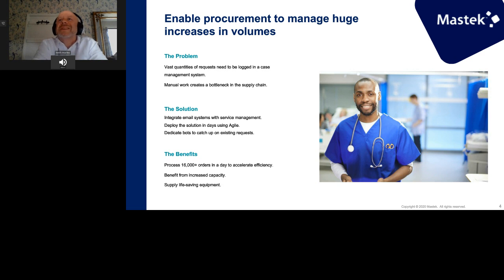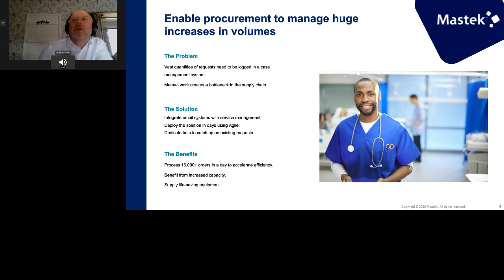The result was over 1,600 hours saved and the ability to process over 16,000 orders of vital life-saving PPE equipment per day. Although this is a specific case for IA within procurement, obviously it applies equally to any process that involves complex email processing, particularly those with attachments that need to be read and data filled into other systems.